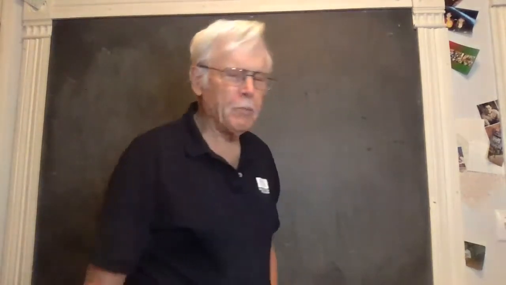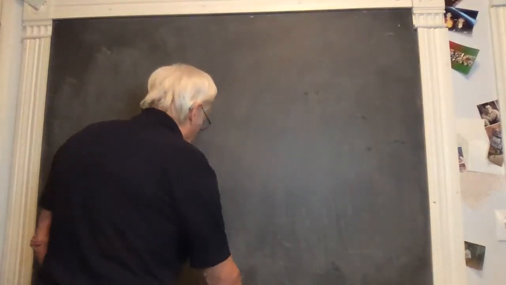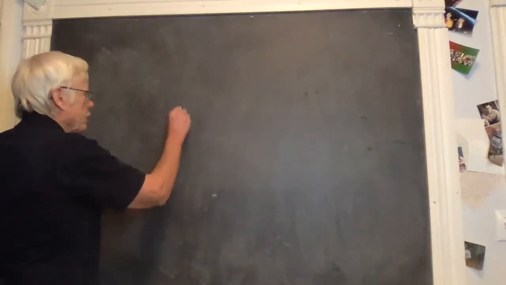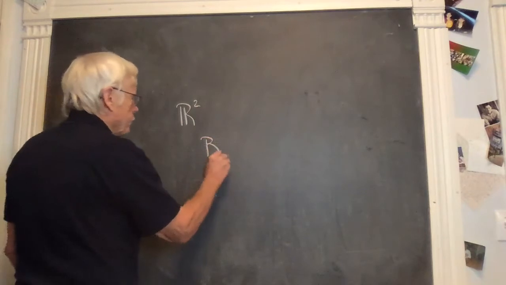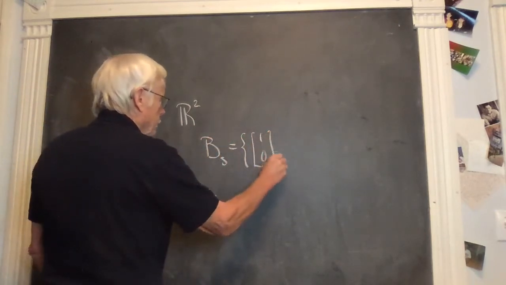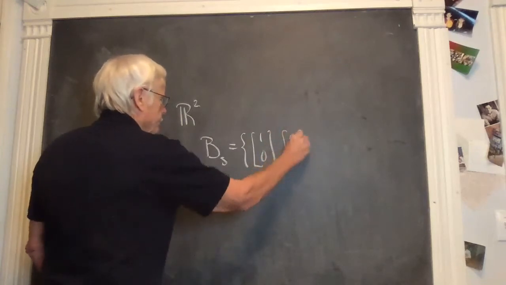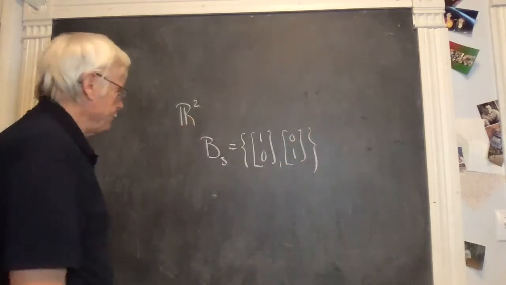I'd like to take a look at what it means to be a basis and what you can use as a basis for something. So let's just begin with the plane. And there's a standard basis for the plane, (1, 0) and (0, 1). Two linearly independent vectors in the plane.